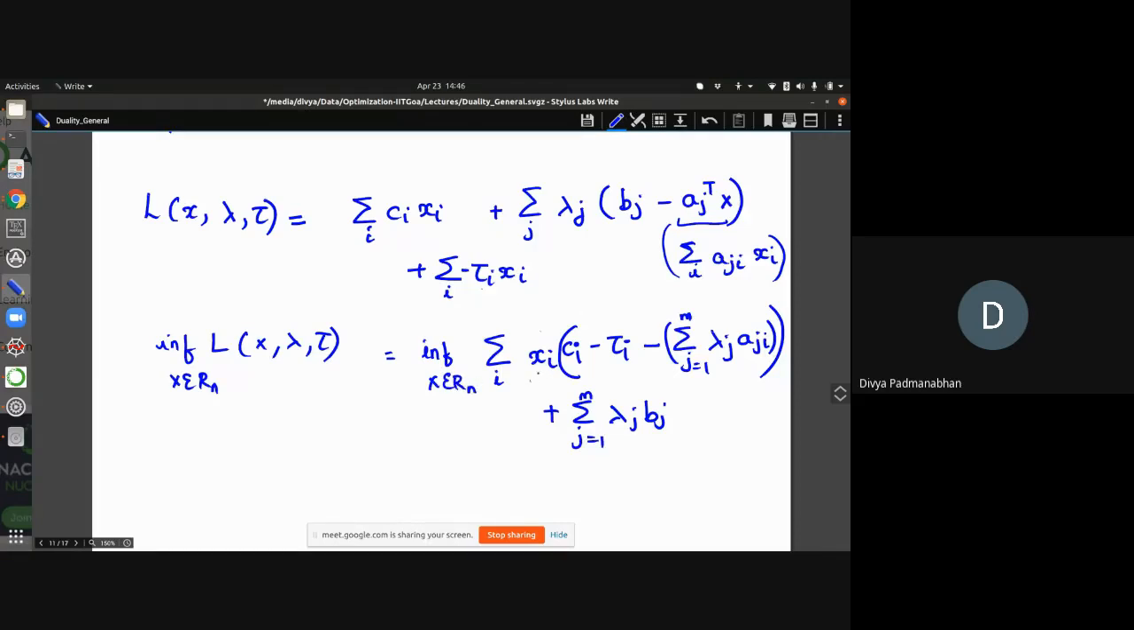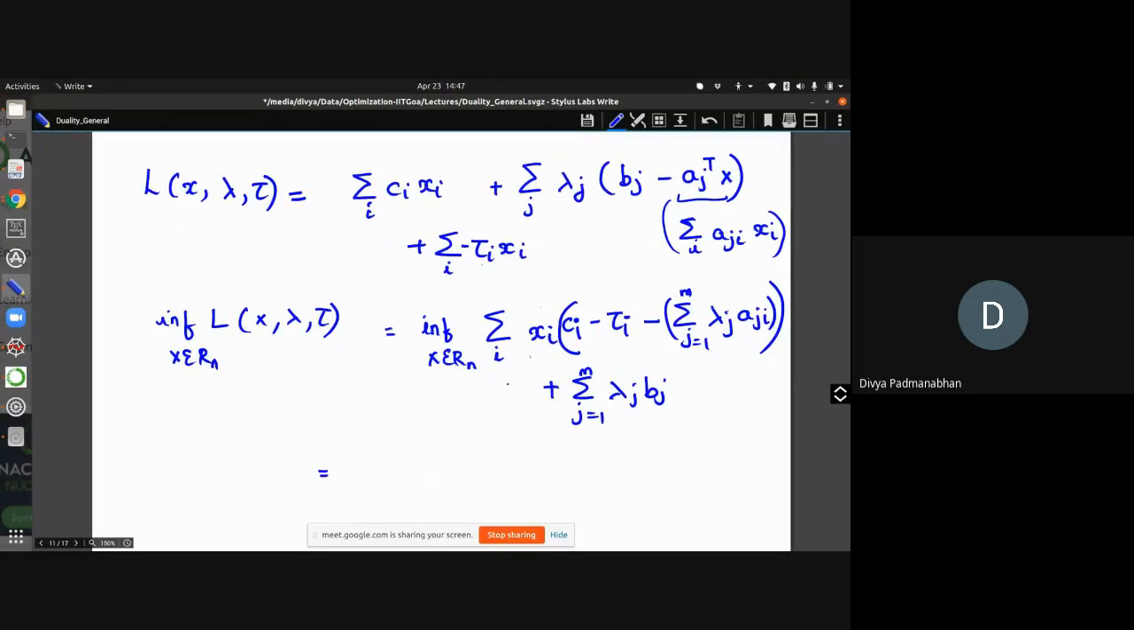So note that whenever c_i minus this term takes a value greater than 0 for any of the i's, then what I can do is set x_i to be as small as I want. So this will go to negative infinity. If it is positive, I can set x_i to be very small. If it is negative, I can set x_i to be very large. So what happens is, if you want to have a meaningful bound, you must have this term be 0.